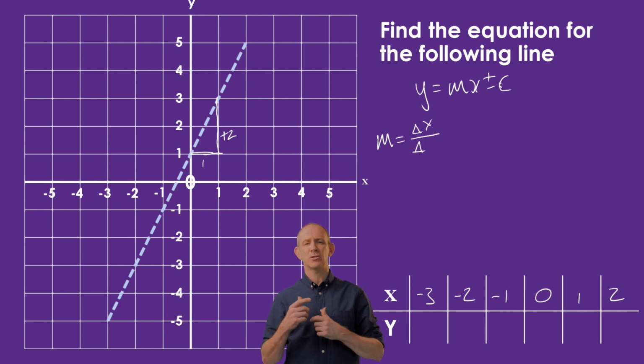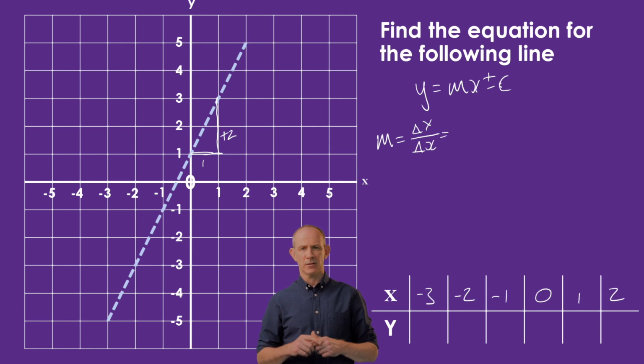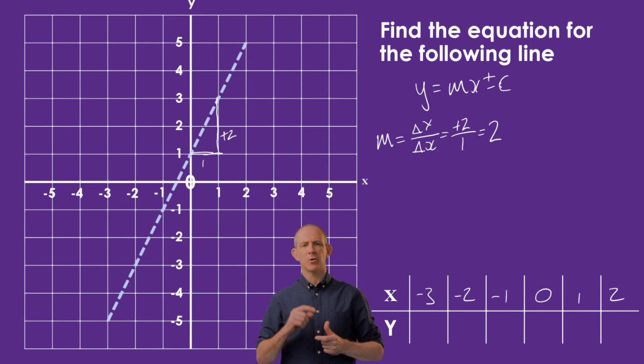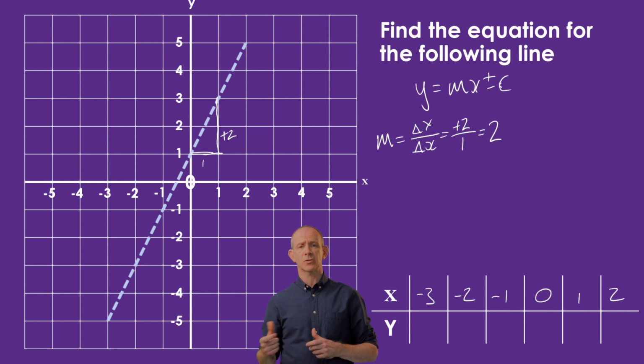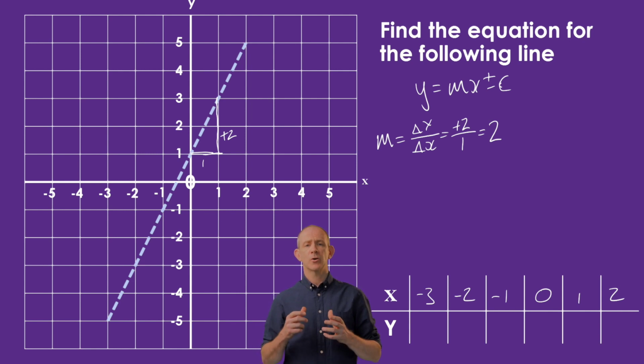Now the way we tend to write this is as I've written here: gradient equals, that triangle means the change in y over the change in x. It's a delta symbol. So the change in y is positive 2 and the change in x is 1. So we know that our gradient is 2 divided by 1, which gives us 2. So we now need to know what the y-intercept is.